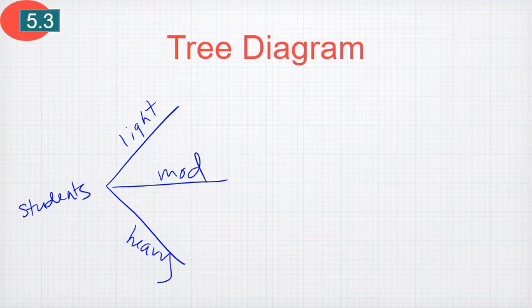And the probability of light, moderate, and heavy were all given to me, and I listed them on the previous slide. So the probability of light was 0.17. The probability of being a moderate user was 0.62. The probability of being a heavy user was 0.21. Okay, so now I have those.